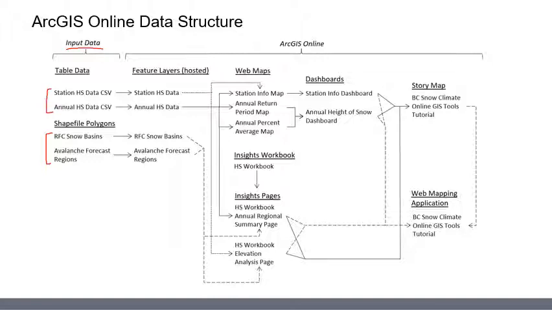This input data is used to create feature layers, which are hosted on ArcGIS Online. The 4 feature layers are used to create the web maps and dashboards, as well as the ArcGIS Insights pages. These dashboards and pages are used to create the final web mapping application, and they're also included as part of the story map tutorial, which you're currently watching.